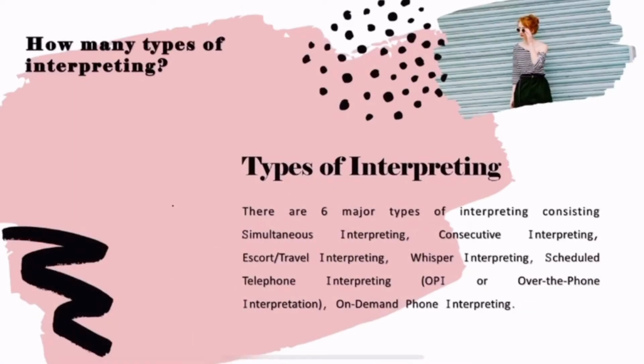Types of interpreting. There are 6 major types of interpreting, consisting of simultaneous interpreting, consecutive interpreting, escort or travel interpreting, whisper interpreting, scheduled telephone interpreting, OP or over-the-phone interpretation, and the last one is on-demand phone interpreting.